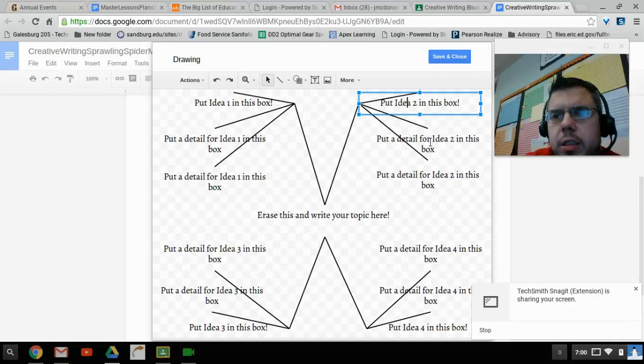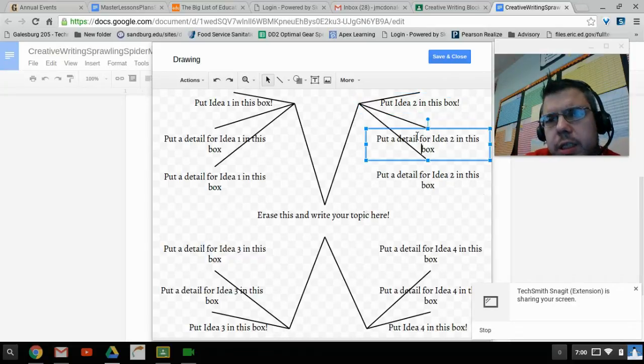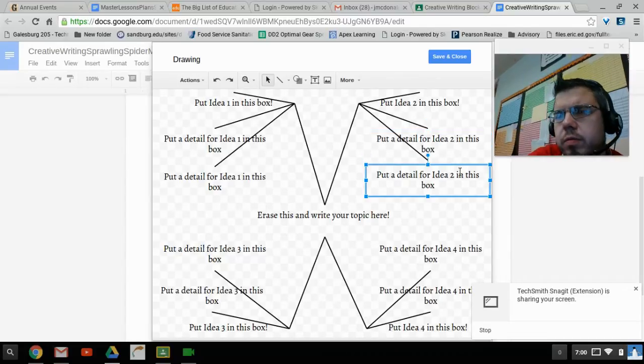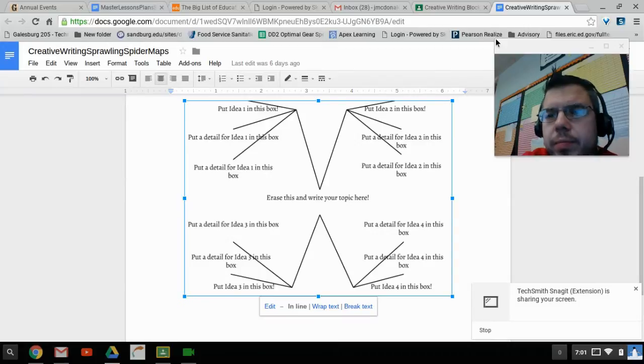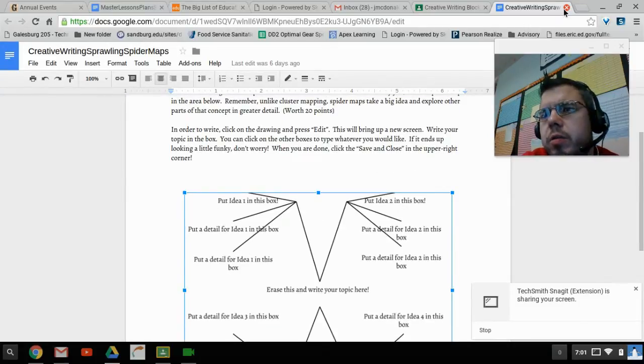And then if you have another idea, let's say teenage problems, bullying. So this is put detail for idea 2 in this box. Why is bullying so prevalent in schools? What can be done to stop bullying? It has to be related to this idea, and they have to have some sort of connection all the way throughout. That is the difference between cluster mapping, brainstorming, and spider mapping. Spider mapping has ideas that cluster out into more specific things. As I said, there will be an example of this on the Google Classroom page.